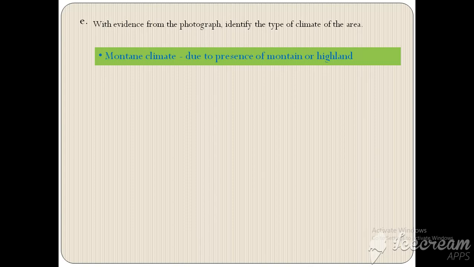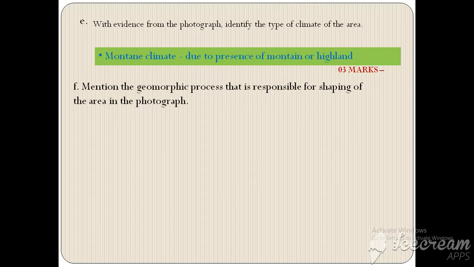Then another question, mention the geomorphic process that is responsible for the shaping of the area. Which process is responsible for the formation, shaping of the landscape of those mountains? So after knowing which area exactly, it will be easy for you to know the process or the geomorphic process, of which it was volcanistic.